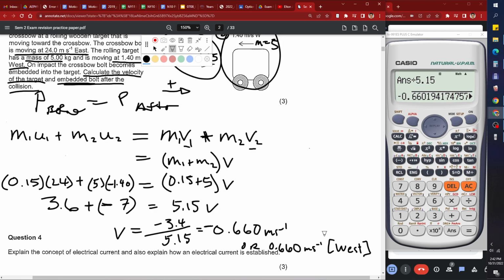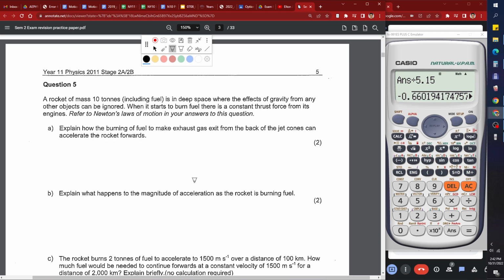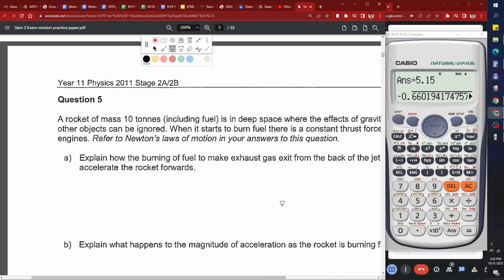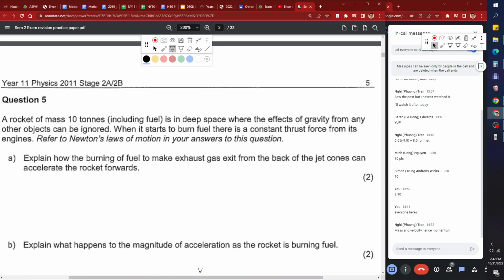Momentum. Okay. This question is about understanding Newton's laws of motion and forces and whatnot. Okay, so a rocket. I don't think we'll need the calculator for this one if it's just Newton's laws stuff. Explain, okay. This one might be the most difficult one to explain.